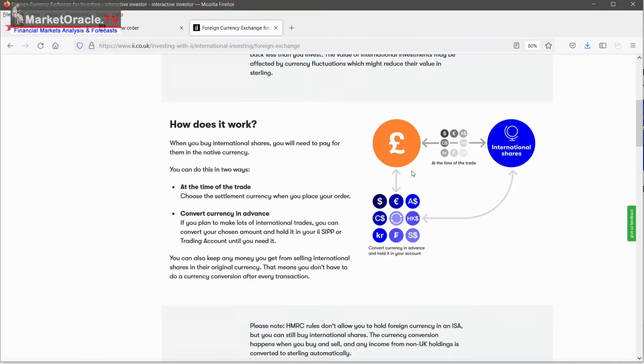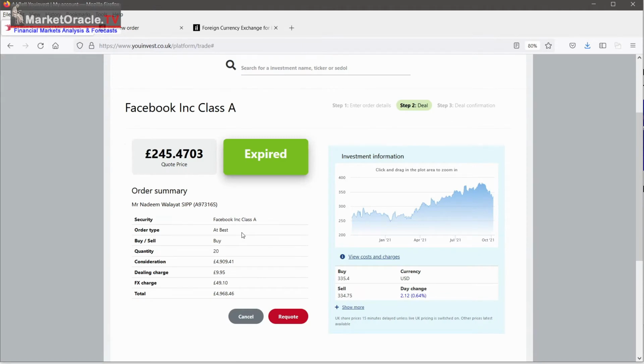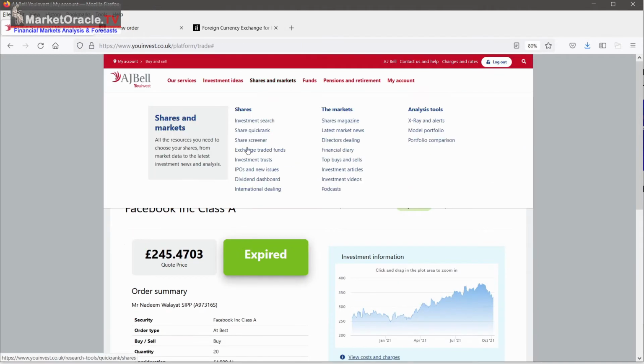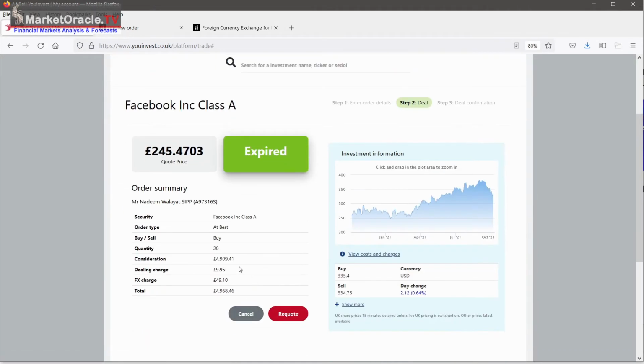Also, II allows you to hold currency, obviously not in the ISA, but in the SIPP. You can hold currency in the SIPP and in the trading account, whereas AJ Bell, this piece of garbage platform, does not allow you to hold dollars, or any other currency, in their SIPP.